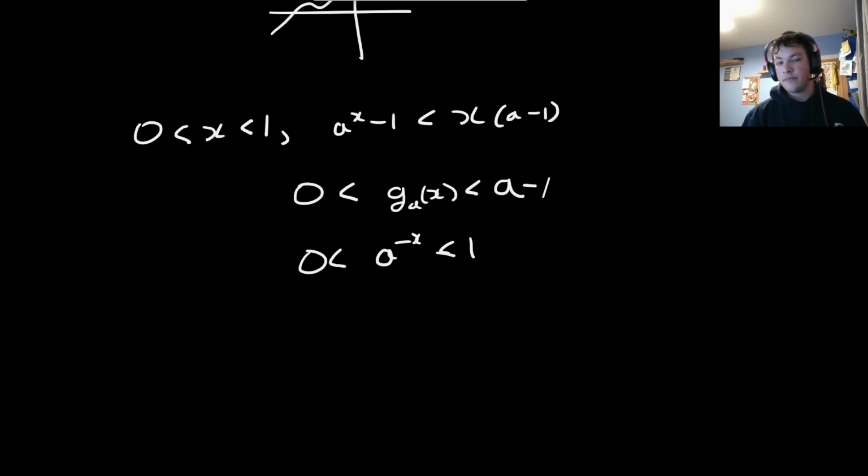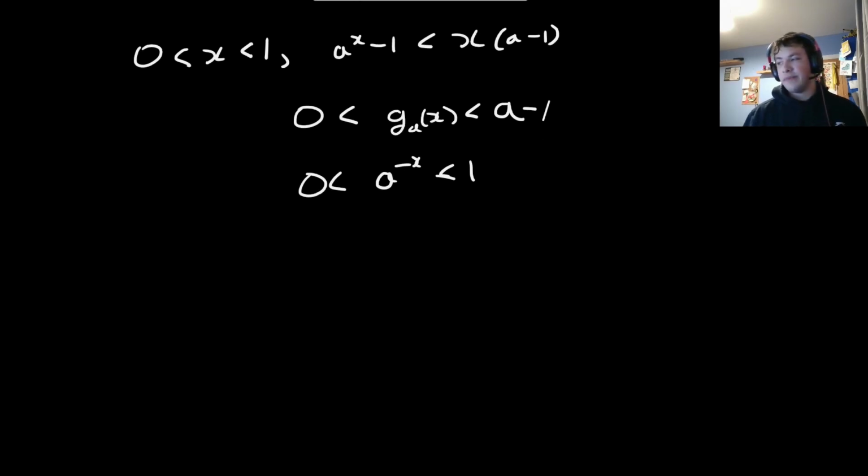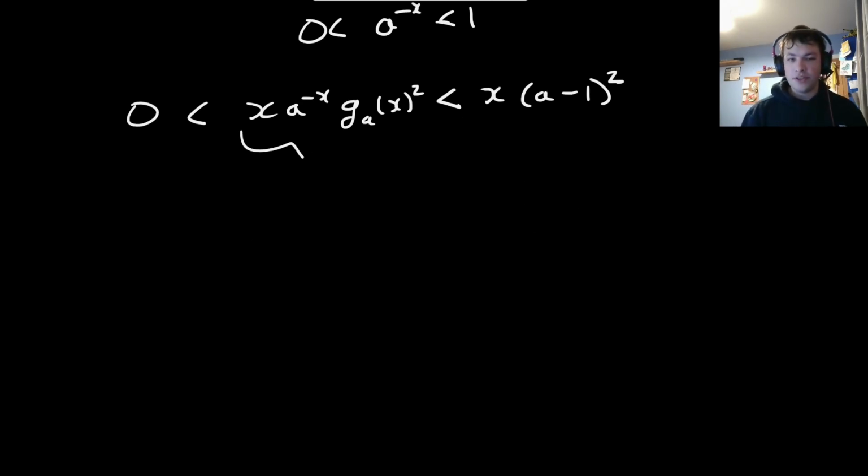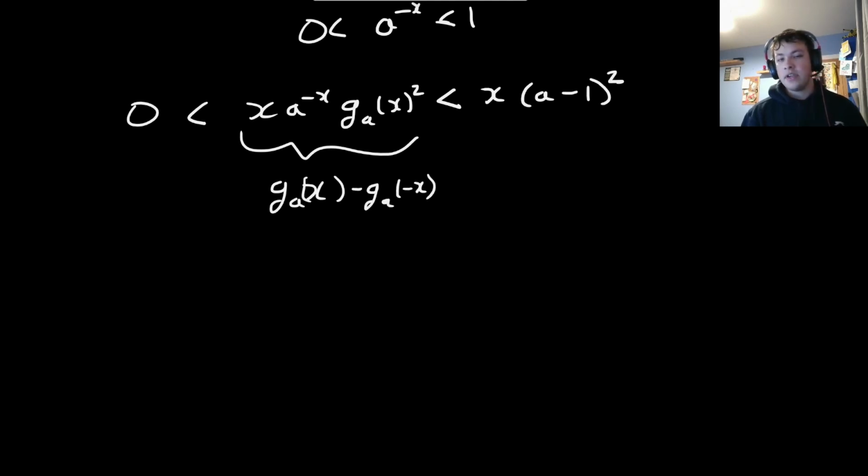Okay. And also 0 is going to be less than a to the minus x is going to be less than 1. And so that means that 0 is less than x a to the minus x GA of x squared is less than x times a minus 1 squared. Okay. So remember, this is our difference, GA of x minus GA of minus x.